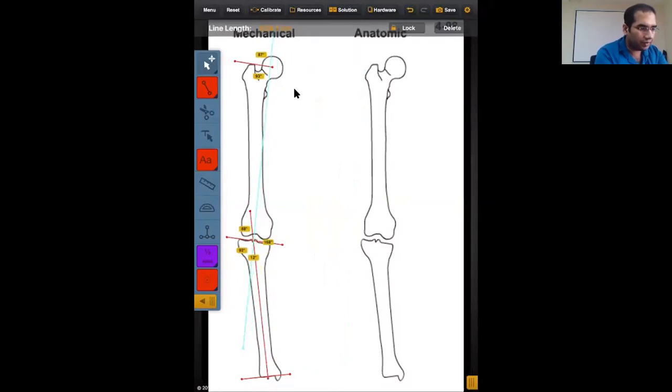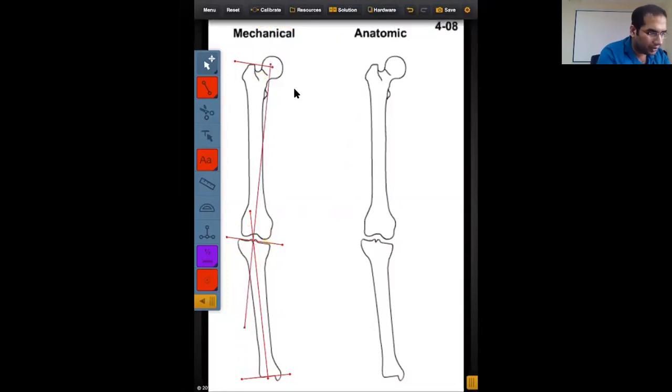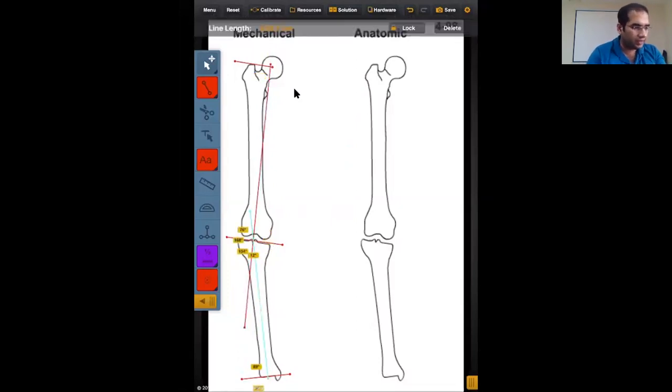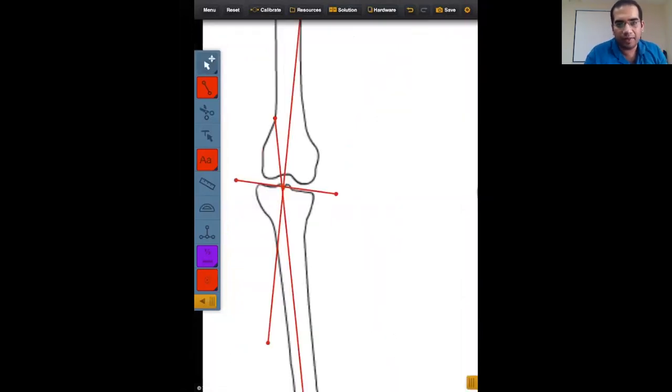draw a reference line. Simply extend the reference line. Or we can even draw a line which is... okay. So we have come to know that this is an intra-articular deformity.